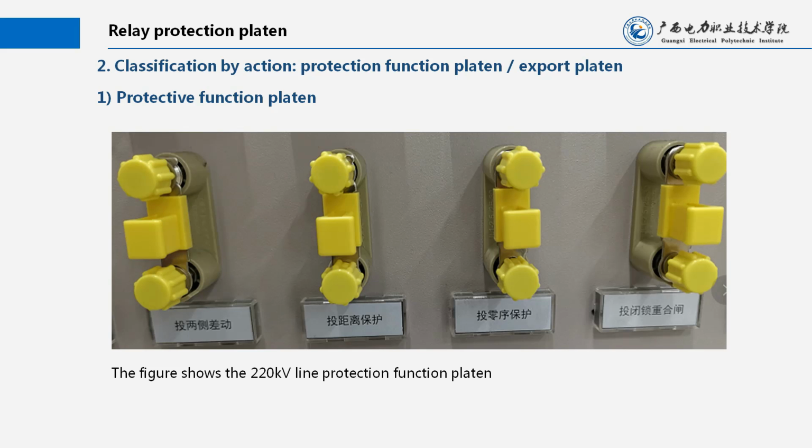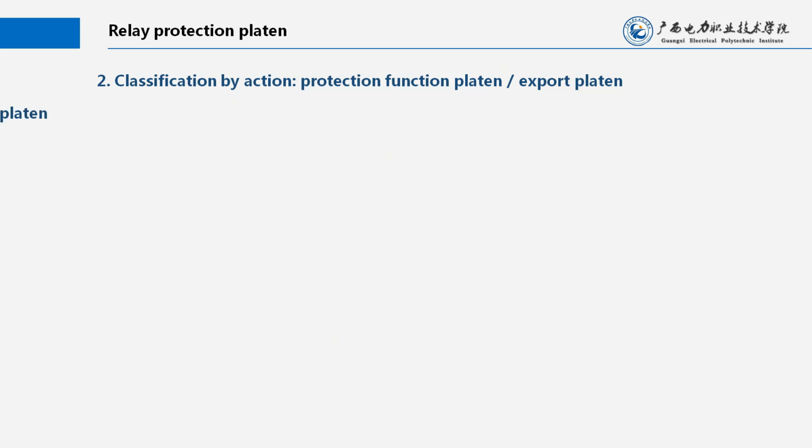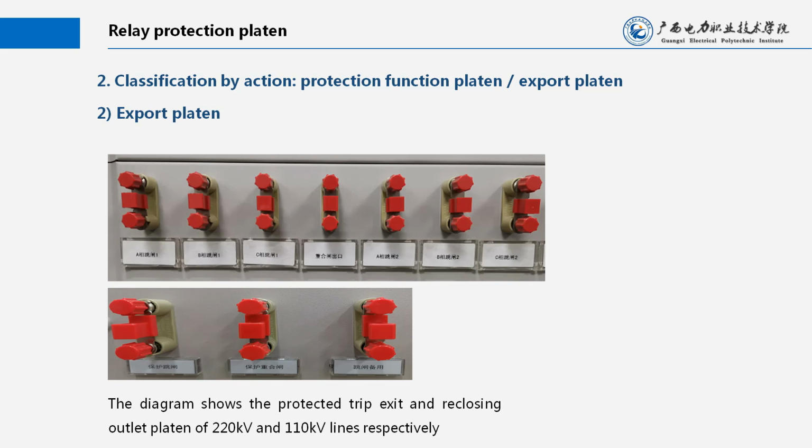1. Protective function platen. The figure shows the 220 kV line protection function platen. 2. Export platen. The diagram shows the protection trip exit and reclosing outlet platen of 220 kV and 110 kV lines respectively.